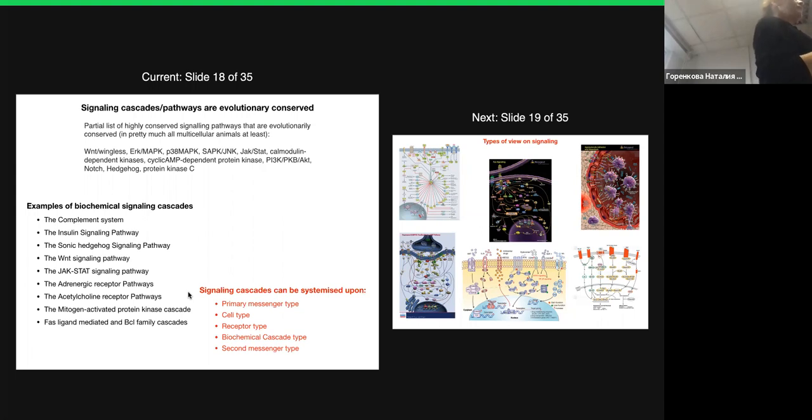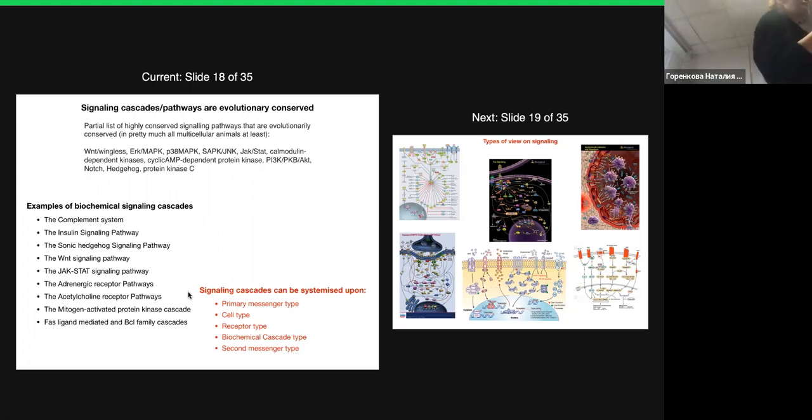It could be given to you from whatever internet, from an absolutely different point of view, a different point of sense. For example, there could be a cascade concerning only that primary messenger, only that signaling molecule, and anything concerned with that. Or it could be everything about that particular behavior, like inflammation or cell proliferation.